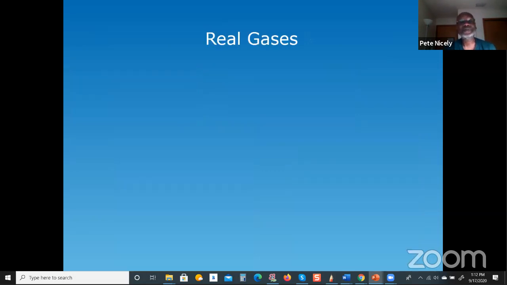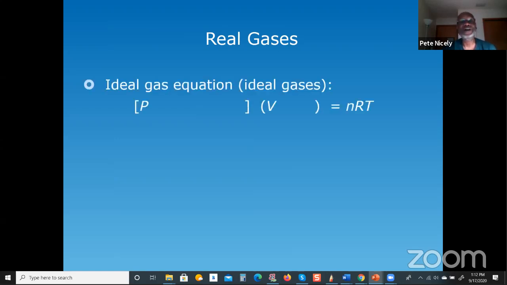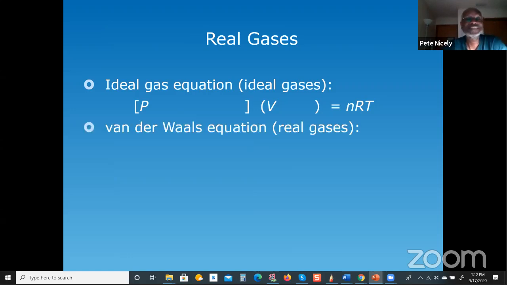Now, this begs a question. Can we come up with an equation for a real gas? We know what the equation for the ideal gas is. And a Dutch scientist by the name of Van der Waals did some theoretical work, and he came up with an equation which is basically a modification of the equation for the ideal gas. That equation describes the behavior of real gases. So this is the Van der Waals equation.